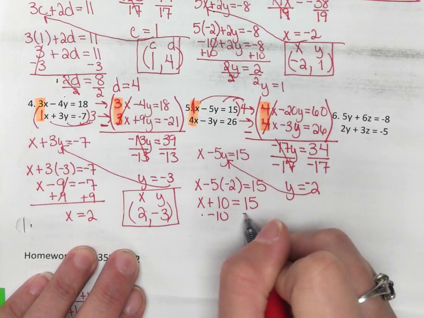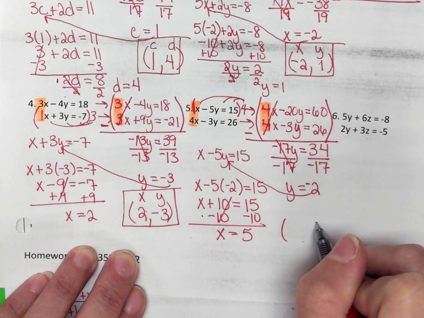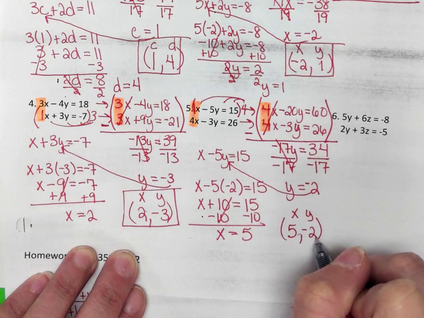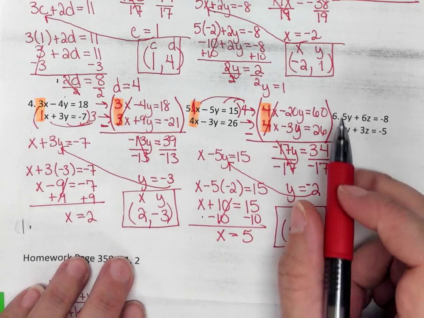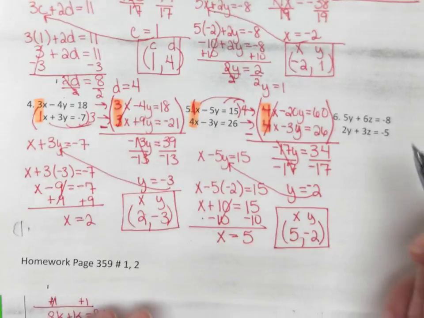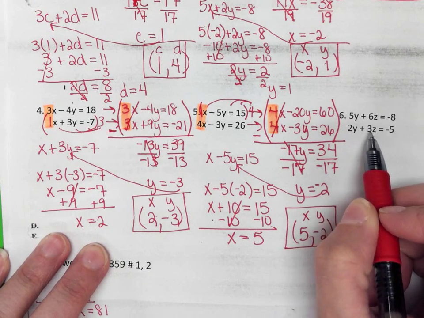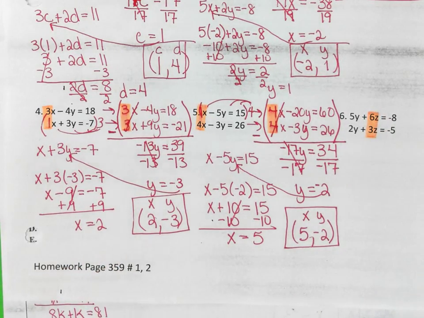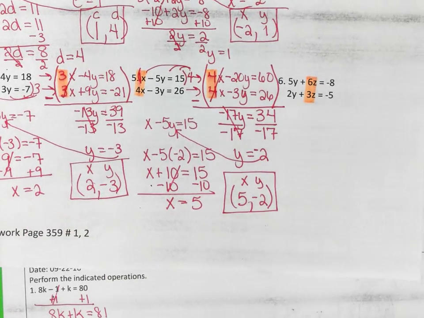Alright, then we're going to minus 10 to both sides to move it. So x is 5. Alright, so our ordered pair is x and y. Alright, so I want you to try number 6 on your own. So I'm going to help you out a little bit. The y's are not the same, and the z's are not the same. But the z's are really easy to make the same. Okay, so try it real quick. Pause this video. Try number 6 on your own.